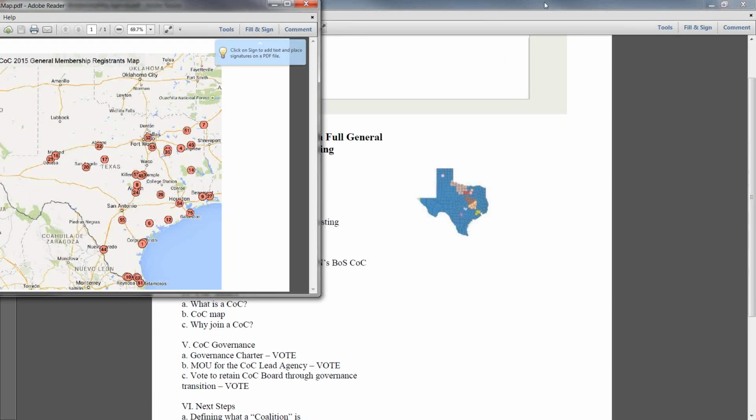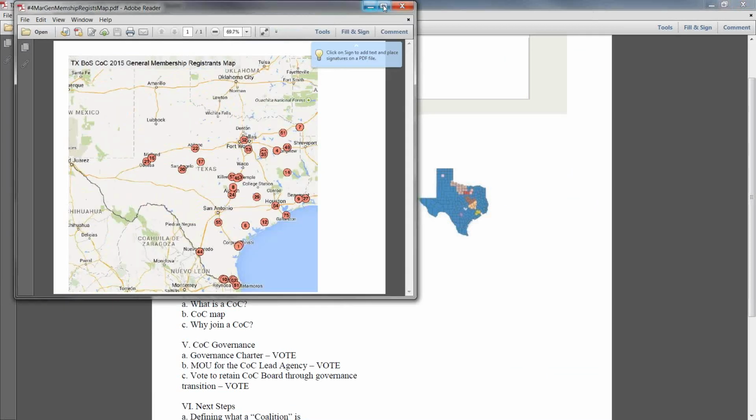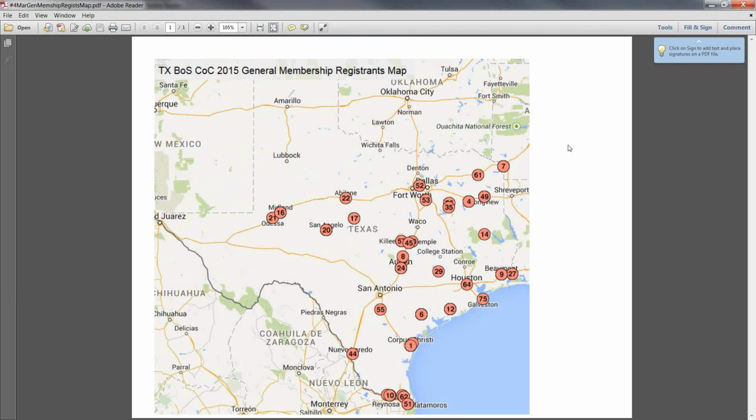I think it's always interesting to look at this on a map. And you can see whenever I pulled this map together, we had 86 registrants, and this is based on those numbers. So you can see we have people from all over the state joining us, all the way from Odessa, all the way across to Beaumont, down to Brownsville, and up to Dallas. So we have quite a large coverage area.